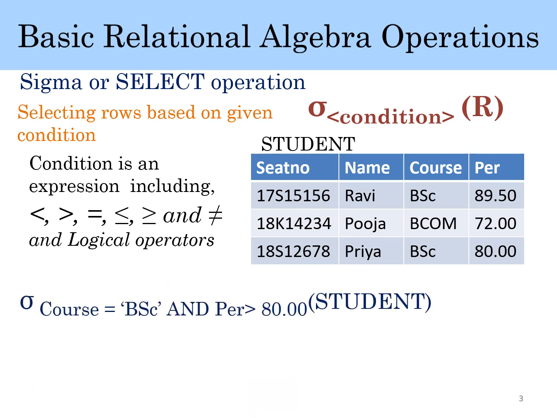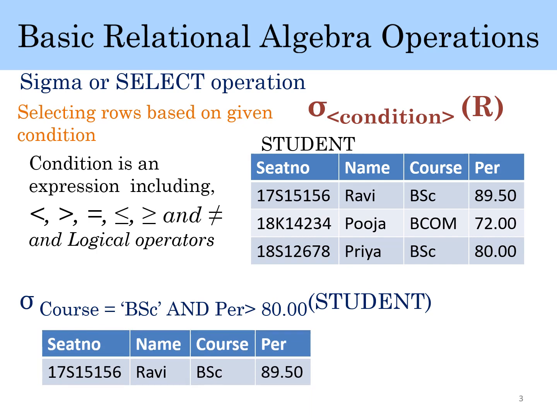Suppose we have another example here, where a logical operator, the AND operator, is used, and we have course is equal to BSc and percentage greater than 80. This means if both the conditions are true, then that row is selected. Here we have only one row satisfying both the conditions, so we'll have the result like this.